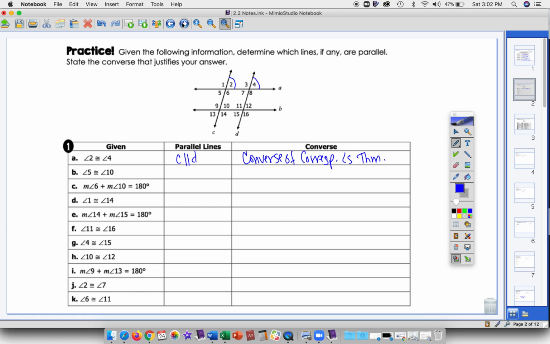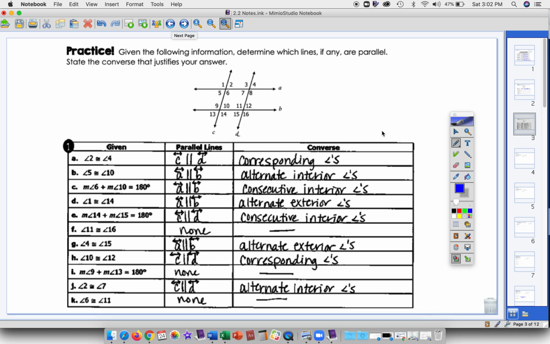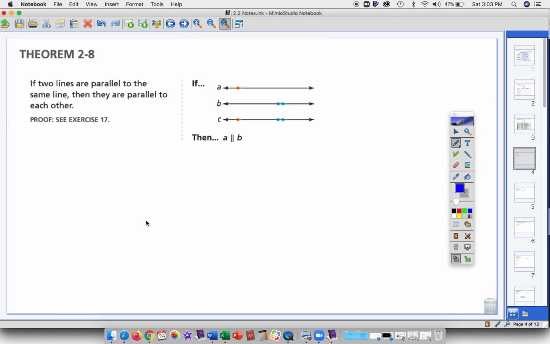Okay, so let's see how you did. Go through and check your answers. Pause the video again. If anything that you have is different, put a little star next to it or highlight it, and then you can ask in class.